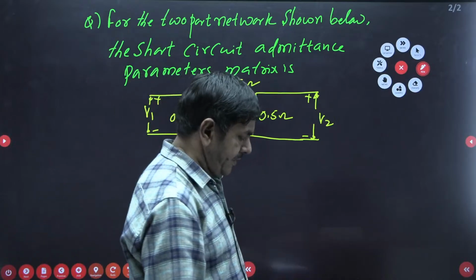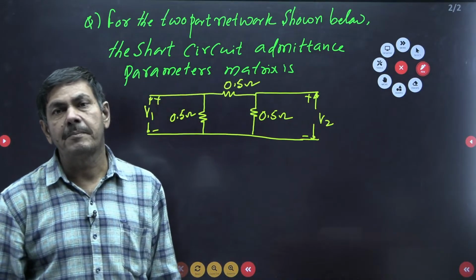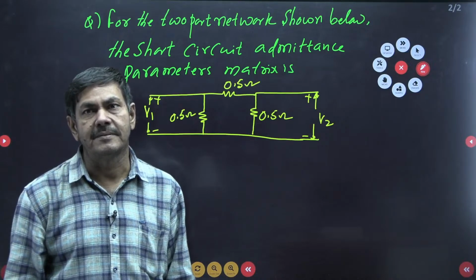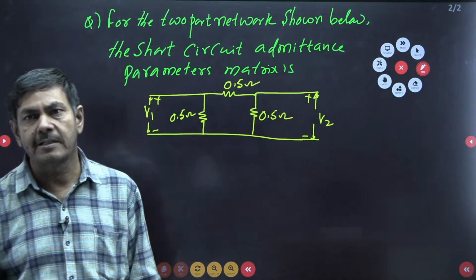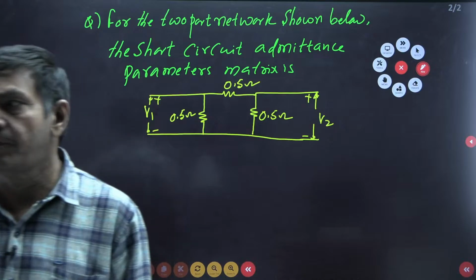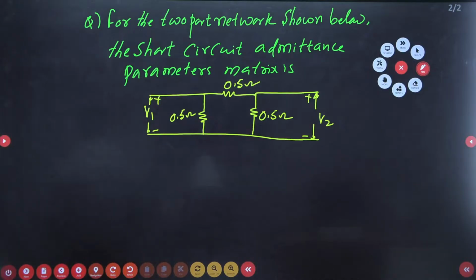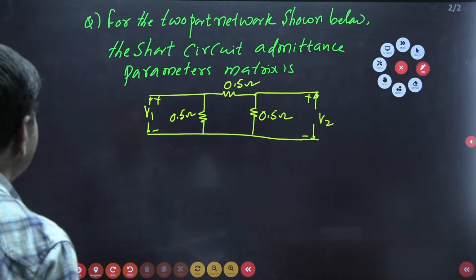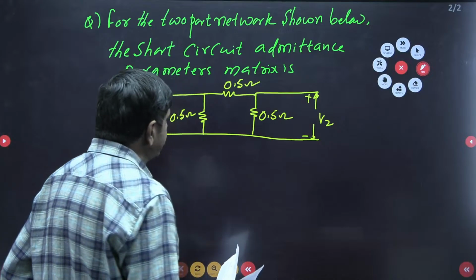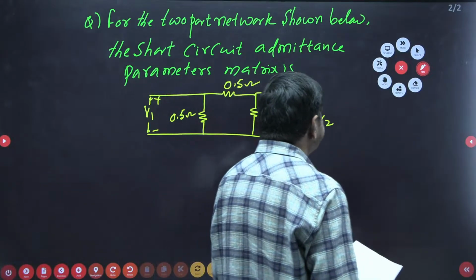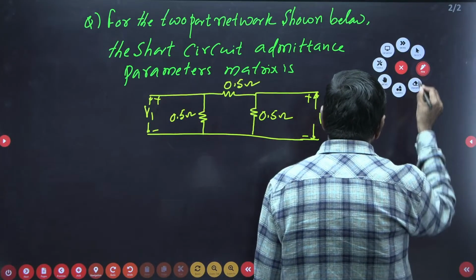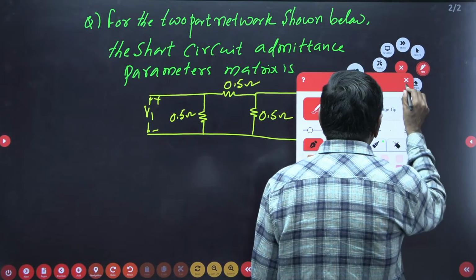Yes, this is the given problem. It is asking to find the admittance parameters. All Y parameters are required in the matrix form. That is the question. Can anybody do this question without my help? The formula is already given. Easily you can tackle this question. Anybody can do this? Anybody?